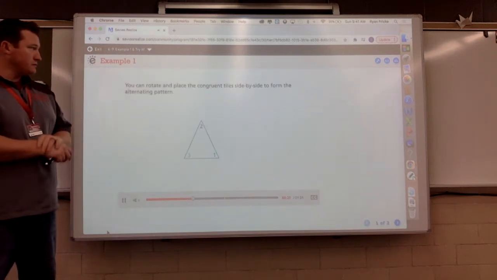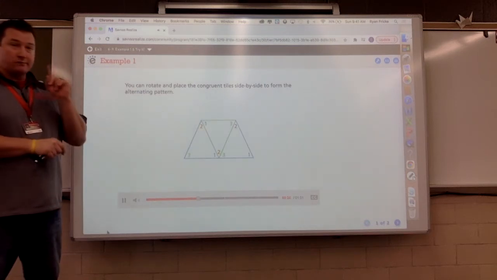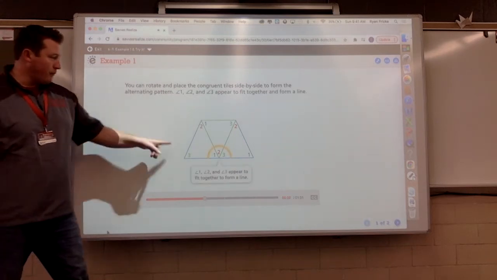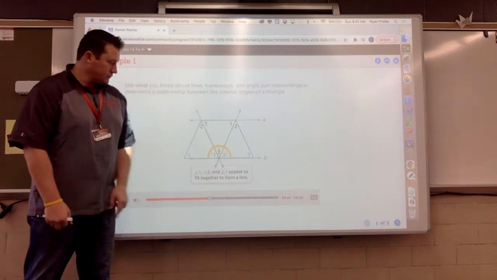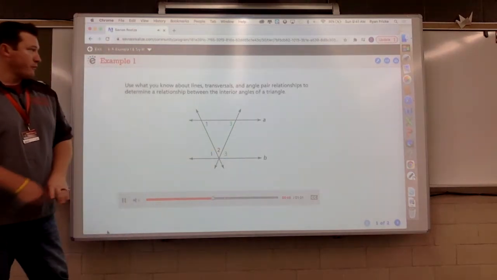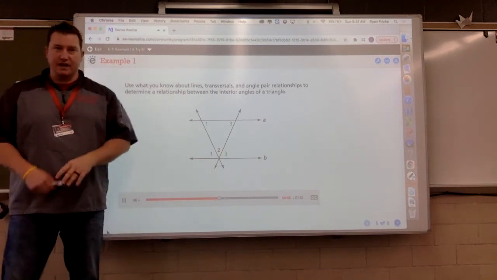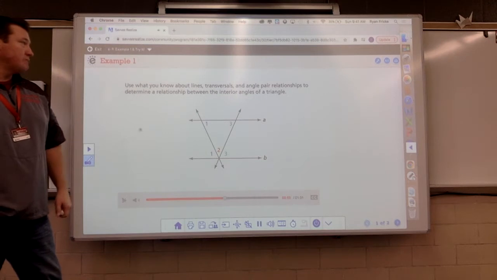You can rotate and place the congruent tiles side by side to form the alternating pattern. Here comes the good stuff. Angles 1, 2, and 3 appear to fit together and form a line. Let's use what we know about lines, transversals, and angle pair relationships to figure out a relationship between the interior angles of a triangle.